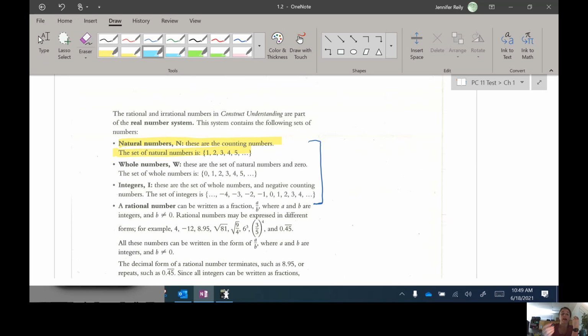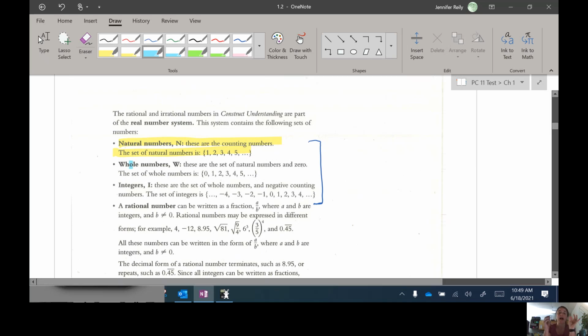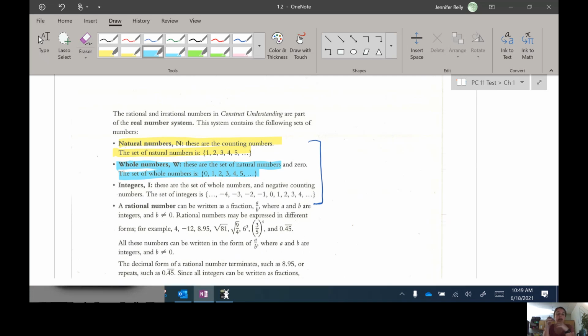Whole numbers. Whole numbers are natural numbers, but just one extra number. And I always remember this because the word whole has a 0 or an O in it. So whole numbers are natural numbers, but they also include 0. So 0, 1, 2, 3, 4, 5, 6, 7, 8, 9, 10, 11, 12, 13, 14, and so on.